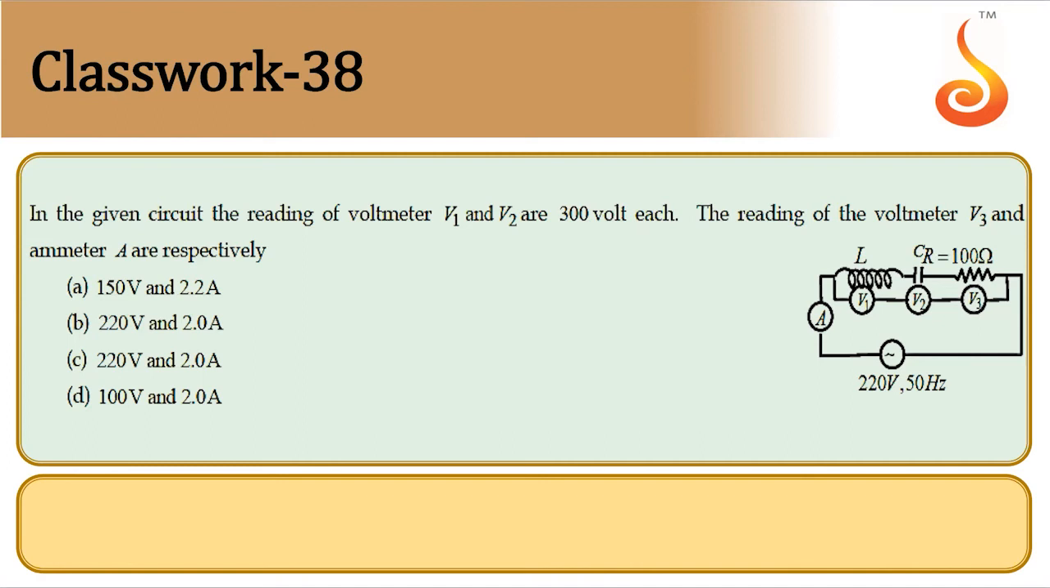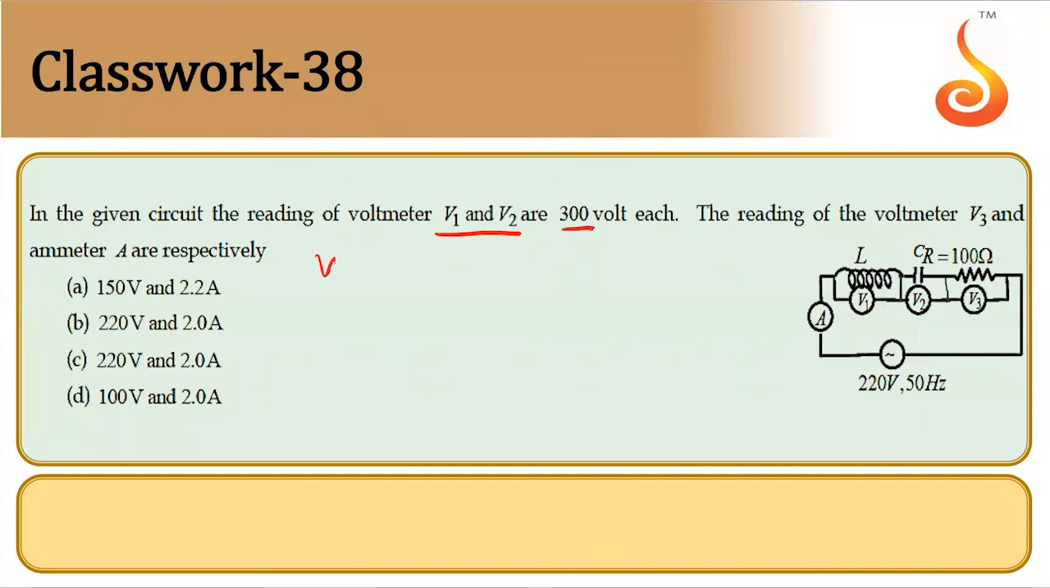Yes. Here diagram given is wrong. So there is a connection here. So V1 is connected across L, V2 is connected across C, V3 is connected across resistor 100 ohm. Out of the circuit, so it is given V1 and V2 are 300.